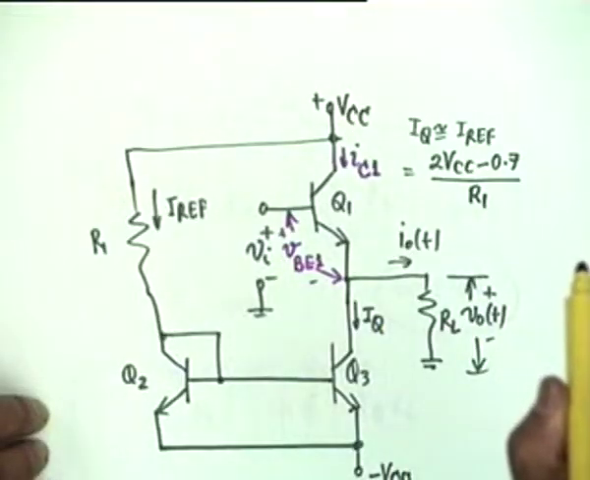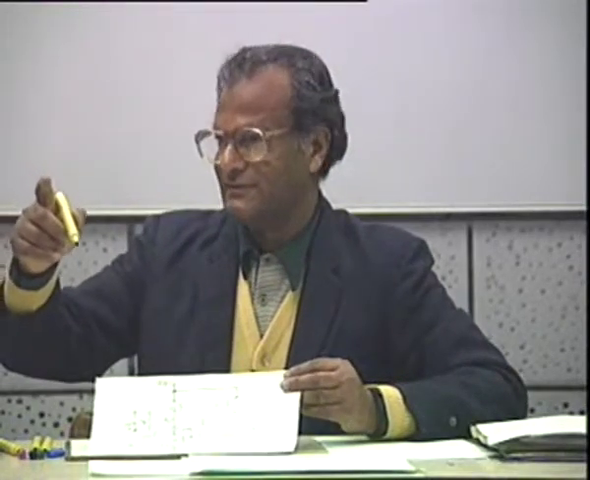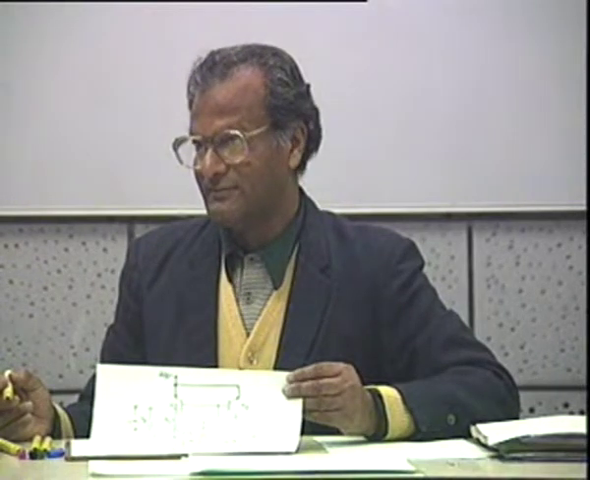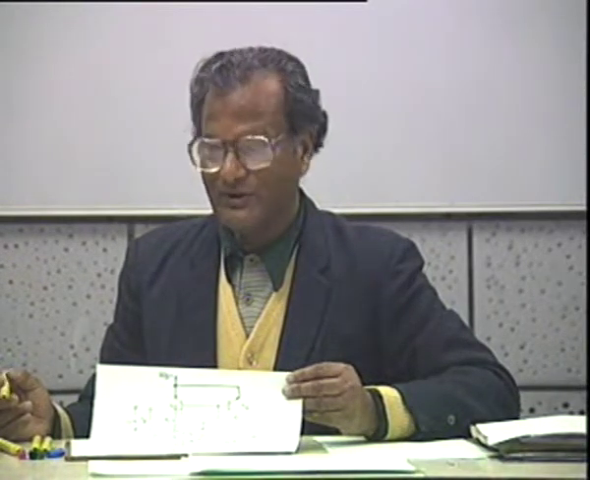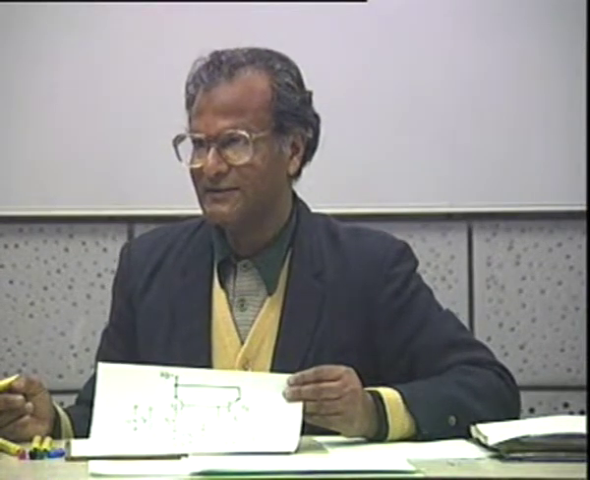If I, just a minute. Yes, what was the question? Sir, I couldn't understand that if Vi is negative, how can V0 be negative? Because it's an emitter follower, basically. Isn't that right?